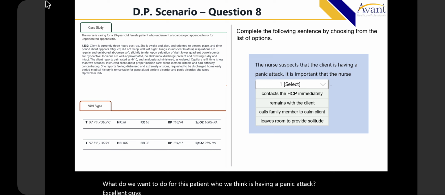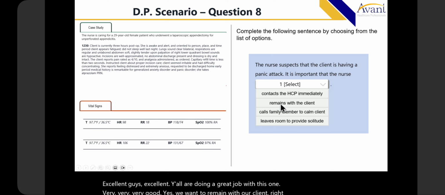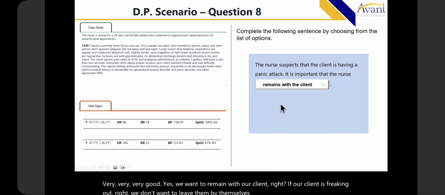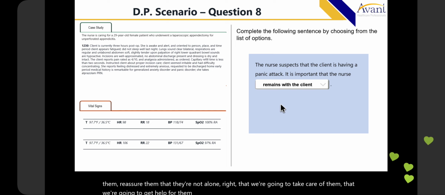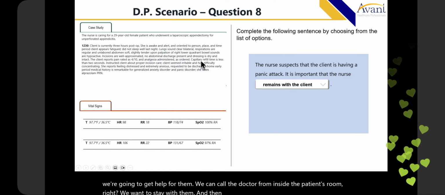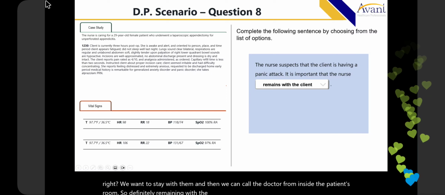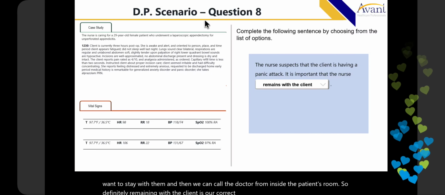Excellent, guys. Y'all are doing a great job with this one. Very good. Yes, we want to remain with our client, right? If our client is freaking out, we don't want to leave them by themselves. We want to stay there with them, reassure them that they're not alone, that we're going to take care of them, that we're going to get help for them. We can call the doctor from inside the patient's room. So definitely remaining with the client is our correct answer.